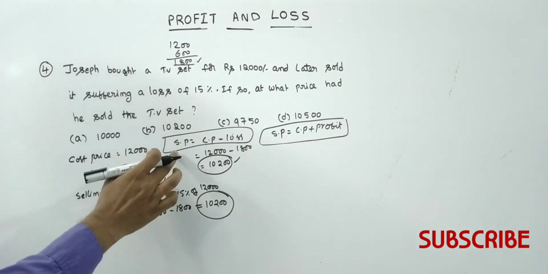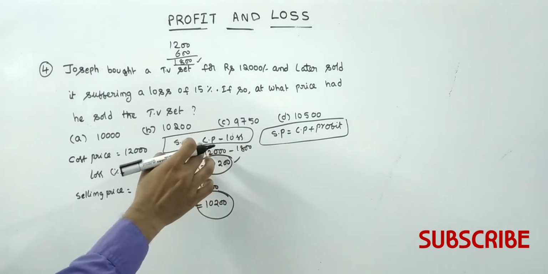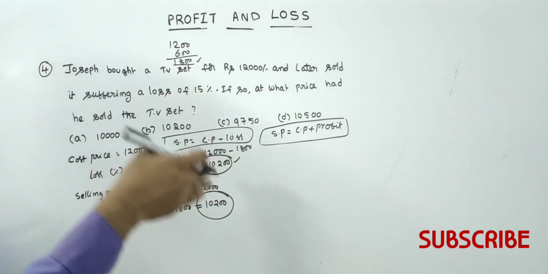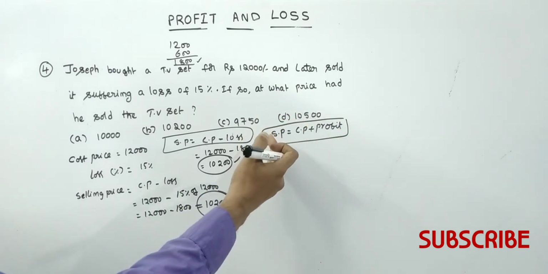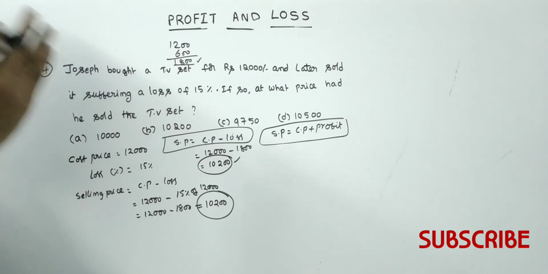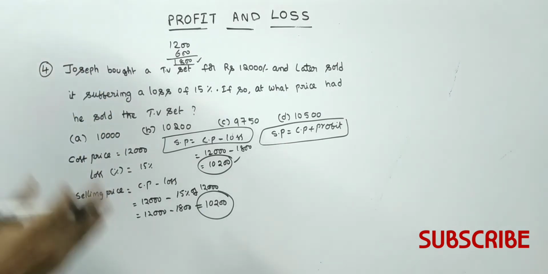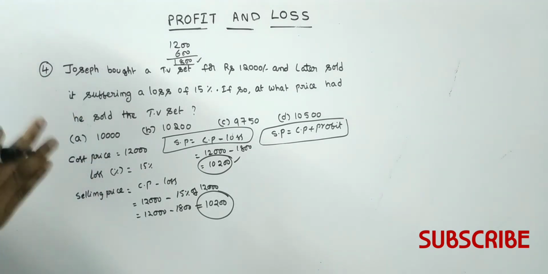See friends, don't get confused. These basic things we should know. What is the selling price? What is the loss? What is the cost price? When will we get the loss? When will we get the profit? If you get the loss, how do we get the selling price? If you get the profit, how do we get the selling price? What are the percentages? Percentages play a very, very important role. See friends, percentages will play an important role in all the competitive exams. So first you should know the percentages.